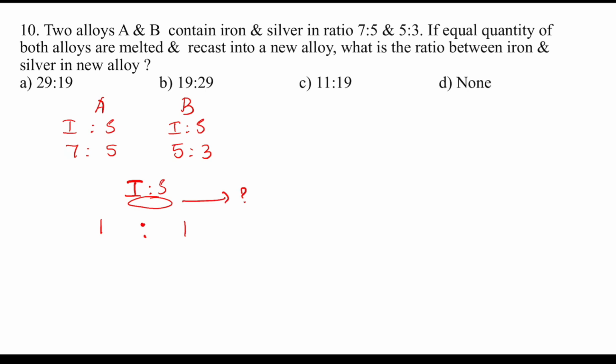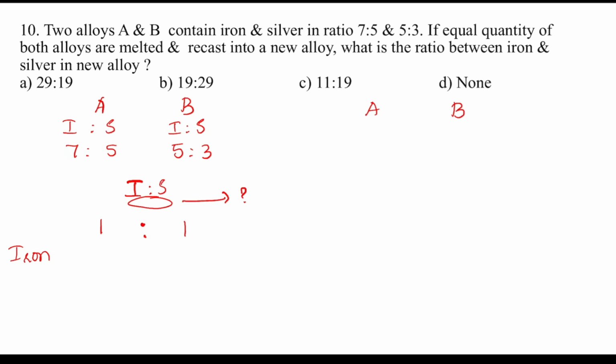Now let me consider iron and solve the problem. You can take either silver or iron, any one thing, to solve the problem. So let us consider iron. Now A and B.